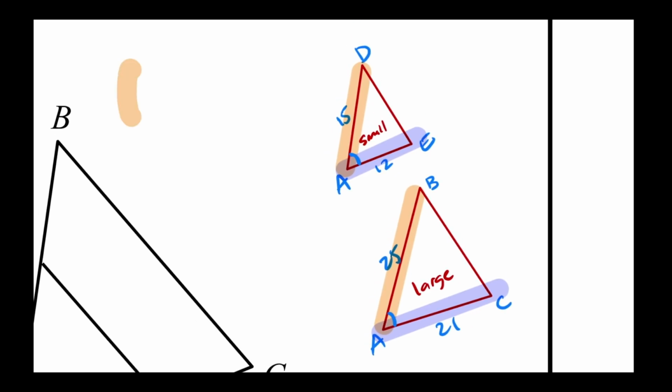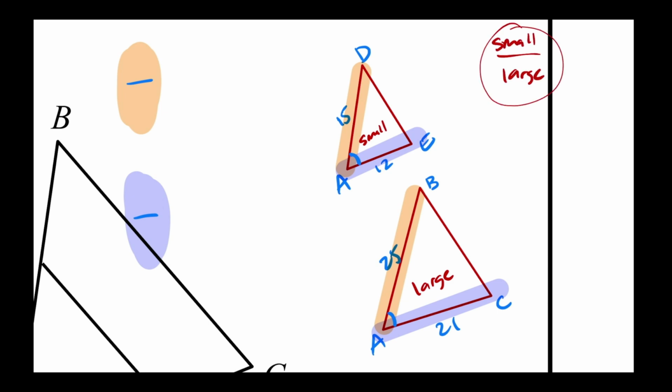So let's check the orange side and the purple side. Let's do a ratio for each one. I'm going to do small over large, just because that's what I want to do. So let's do the orange, small over large. The small is 15 and the large is 25. If you look at the purple, the small is 12 and the large is 21.